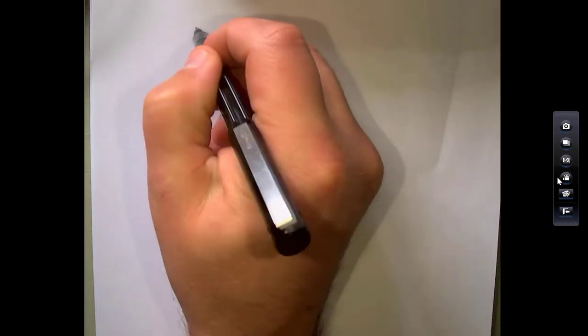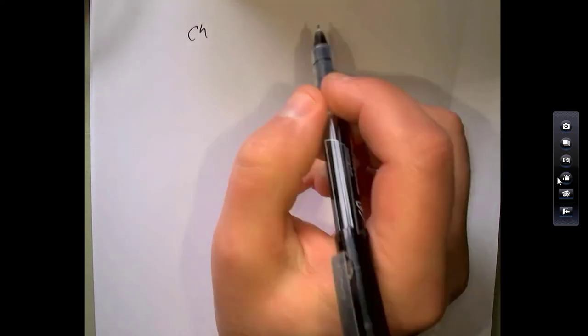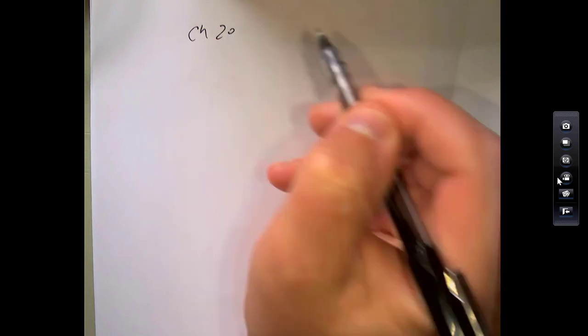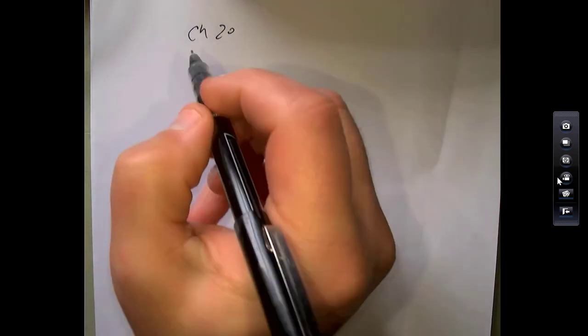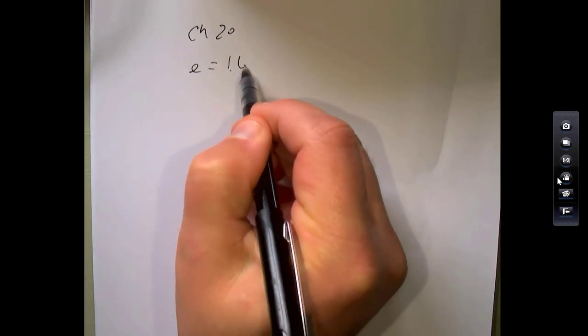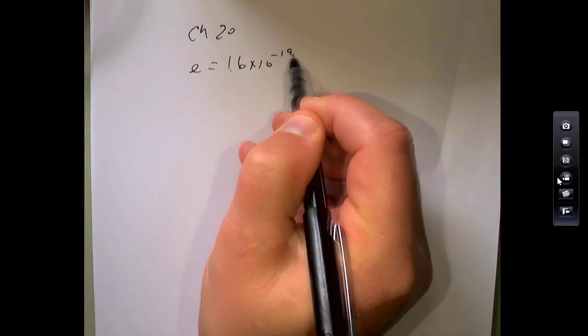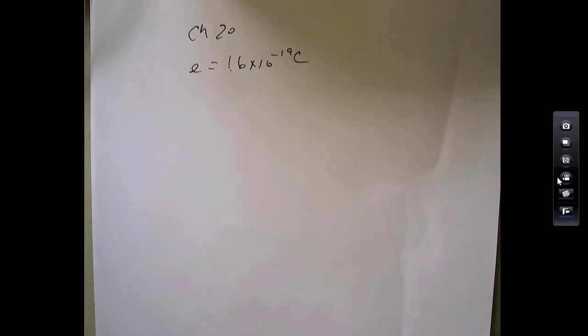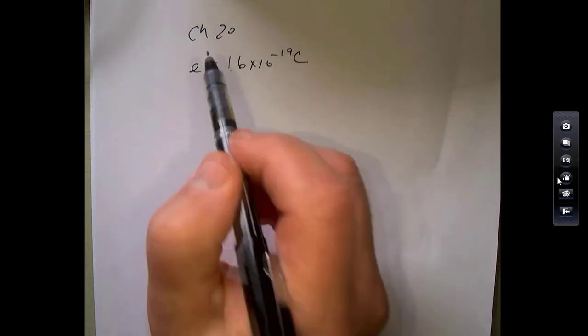Okay, it all started on a cold day in January when we started with chapter 20, which is called Electric Fields and Electric Forces. So the first thing we did was to figure out what the fundamental charge is. So 1.6 times 10 to the minus 19th coulombs. If it's a proton, it has plus 1.6 times 10 to the minus 19. If it's an electron, it has minus 1.6 times 10 to the minus 19th.